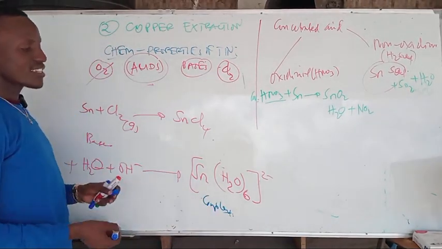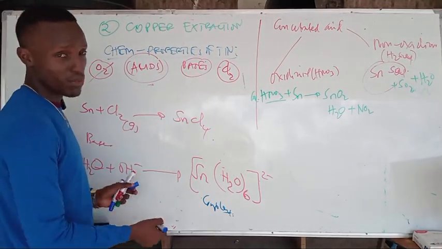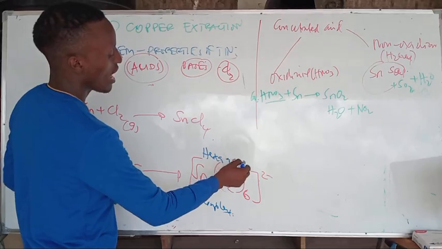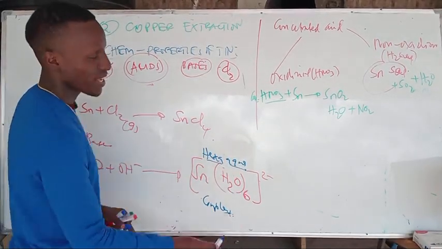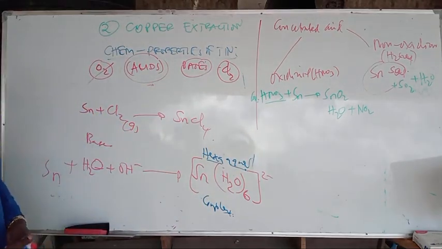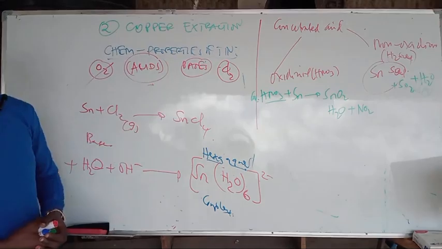We will discuss the naming of this complex in the next chapter about the transition metals. Hexaaqua: hexa is 6, so we have 6 molecules of water. Stannate. So this is the complex. We will discuss it later. So those are the chemical properties of tin.